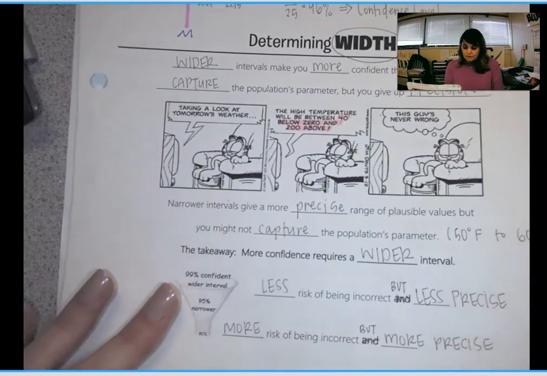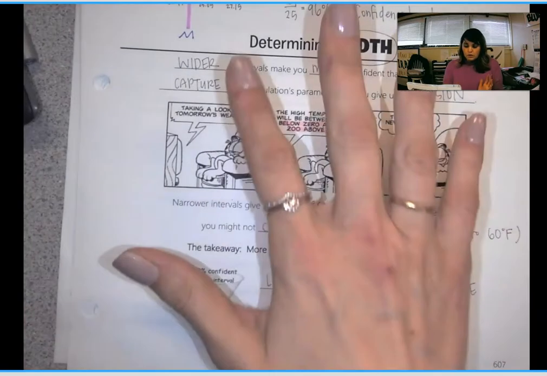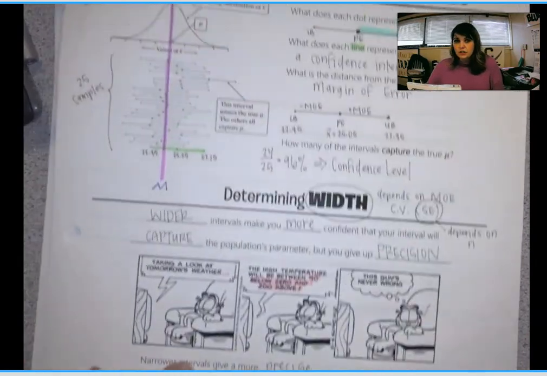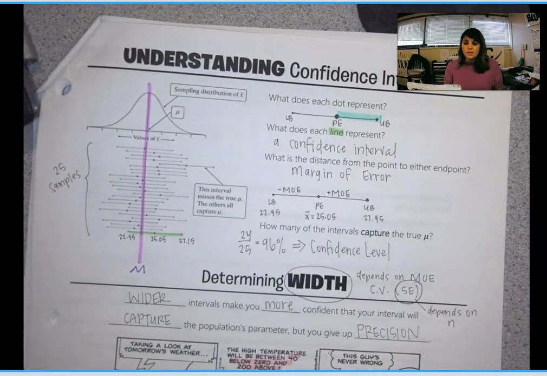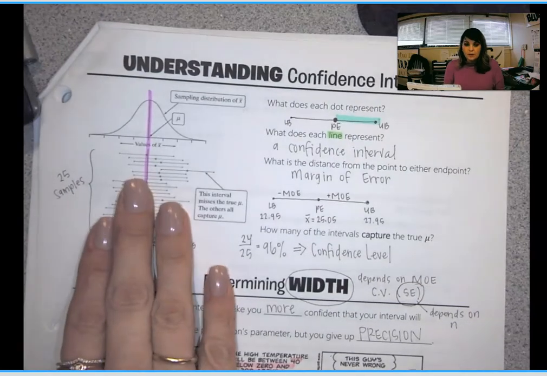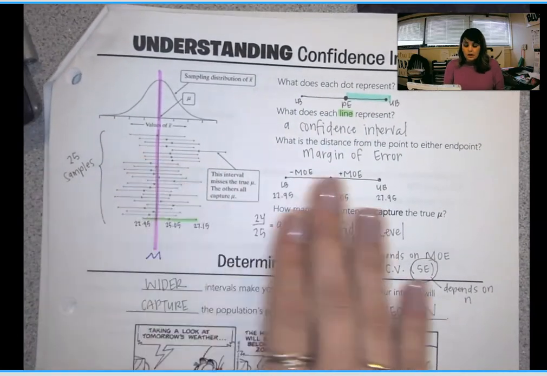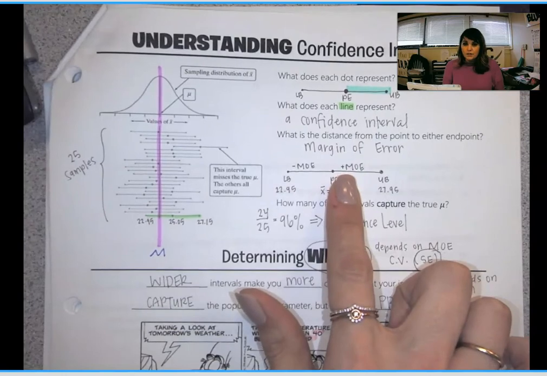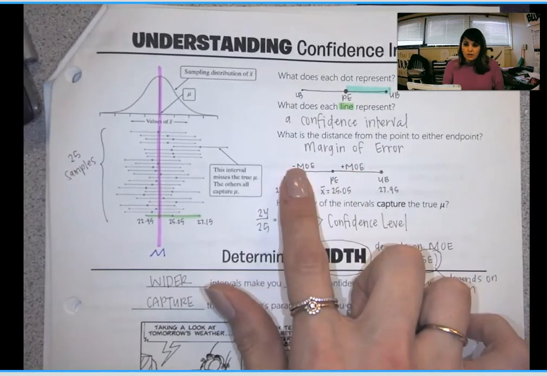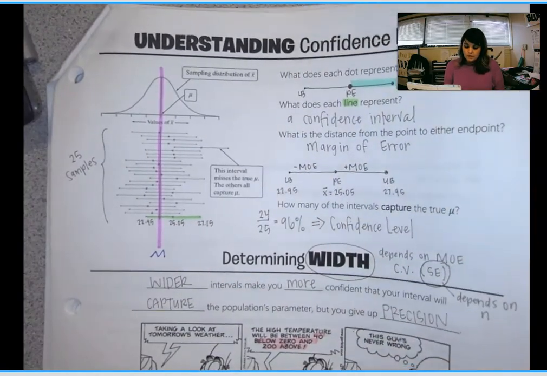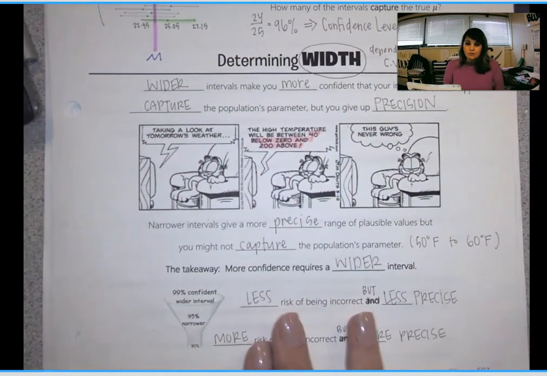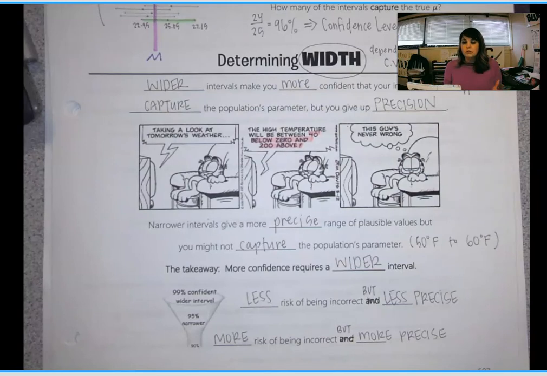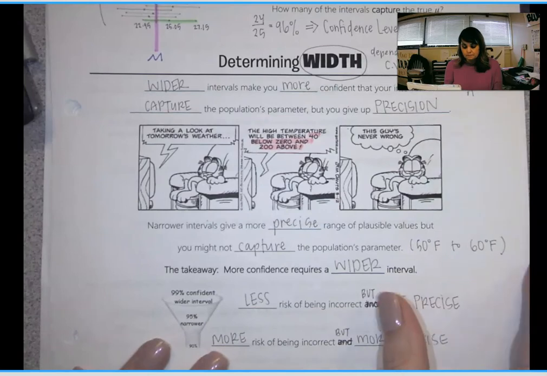Okay. So takeaways from this page. Where does this idea of capturing the true mean come from? It comes from here. This gives you a really good visual of your margin of error. Down here, we're talking about the width of your confidence interval. The wider your interval, the less precise you are, but the more confident you are.